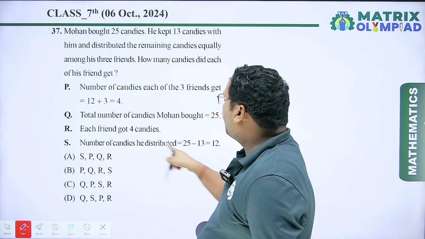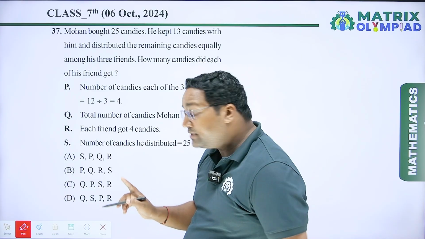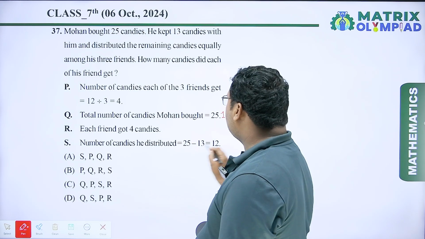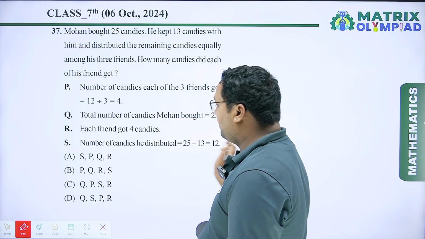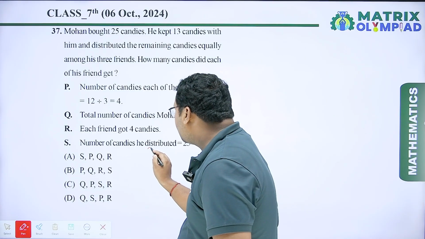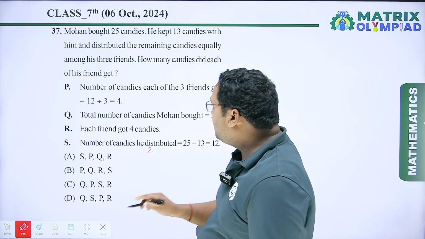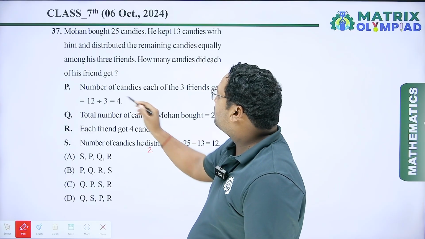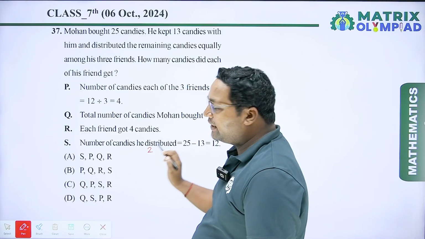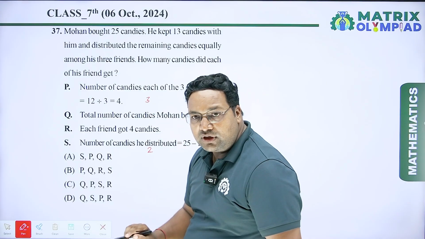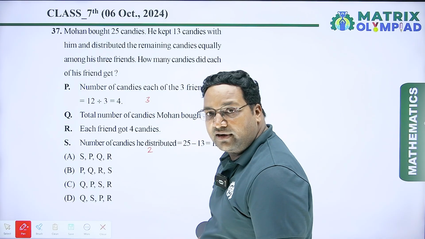Next is the number of candies he distributed. So next we have to calculate the number of candies he distributed, that is 25 minus 13, because 13 candies are kept with him. So the second step is this. The third step is the remaining candies are 12. So next we have to calculate the number of candies each of the 3 friends get, that is 12 divided by 3 is equal to 4. So this is our third step.